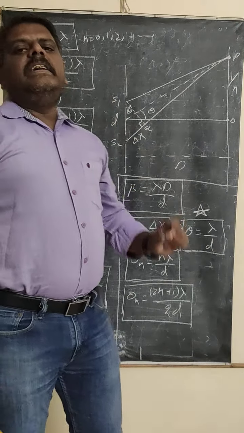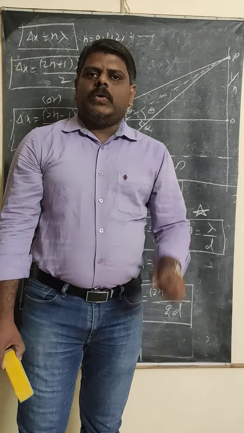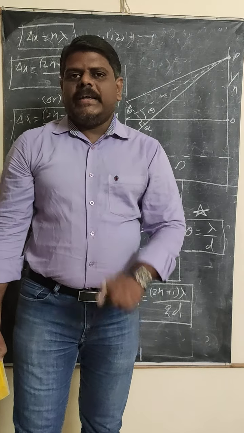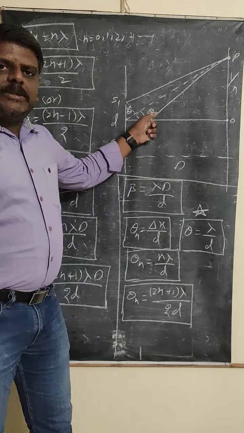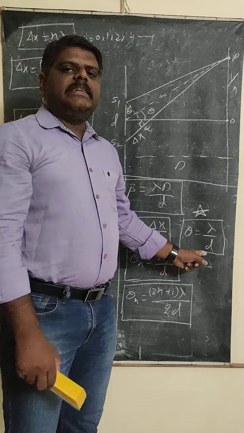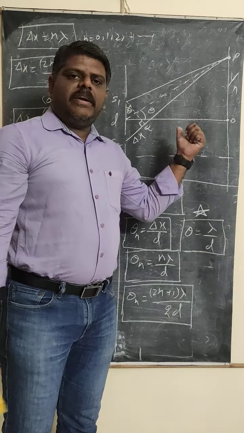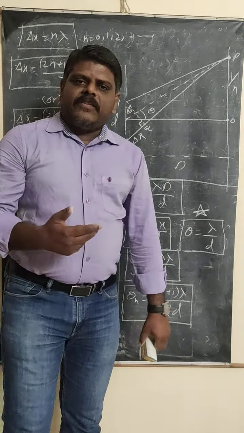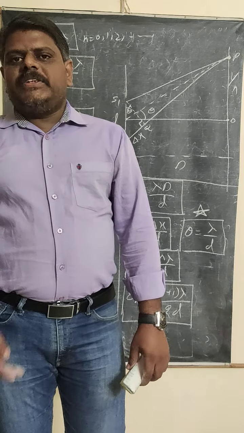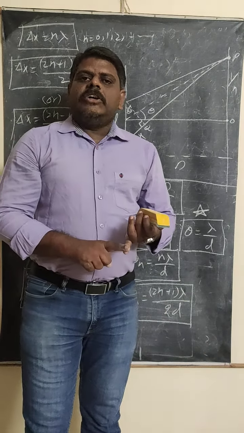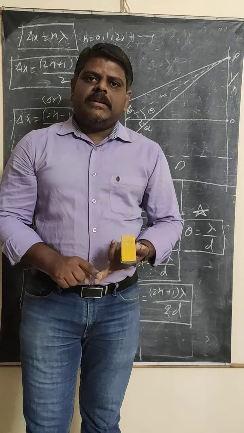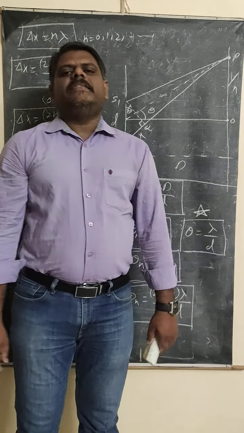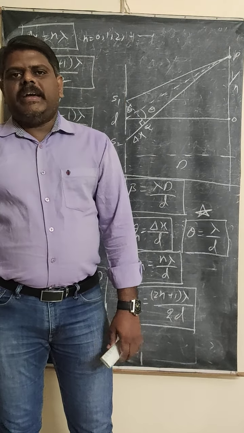That means the angular fringe width depends only on two physical quantities: one is the wavelength of the light used in the experiment, and the second is the distance between the slits. How can you increase the angular fringe width? There are two ways. One, increase the wavelength. Second, decrease the distance between the slits. Then the angular fringe width will increase.